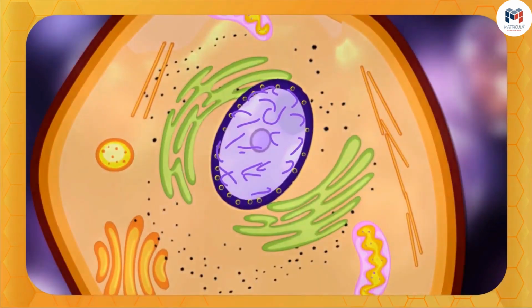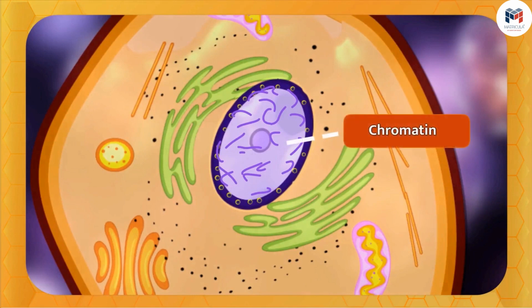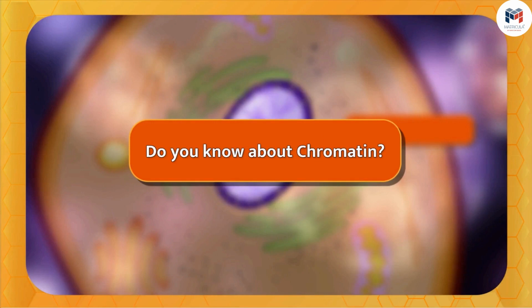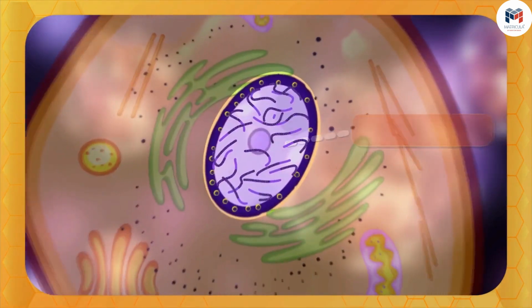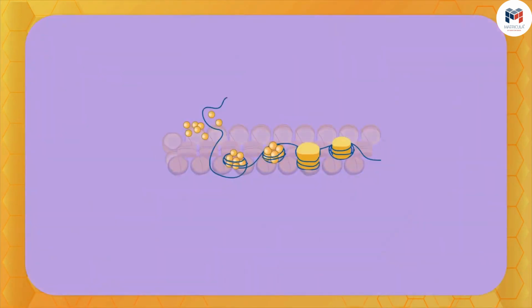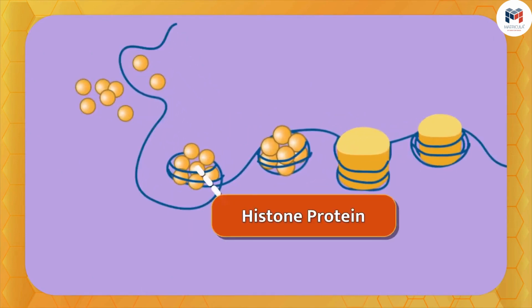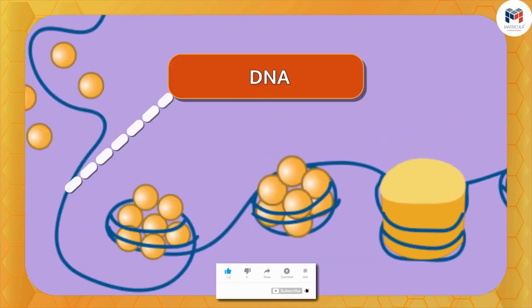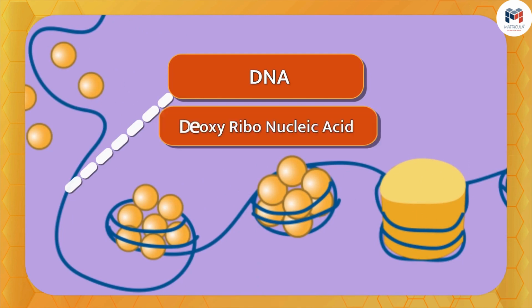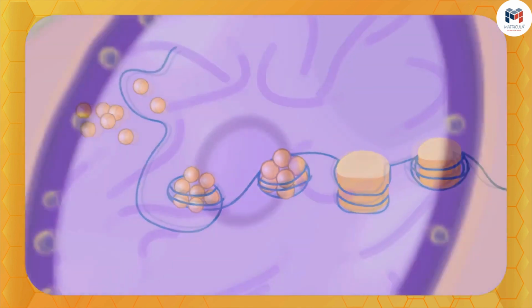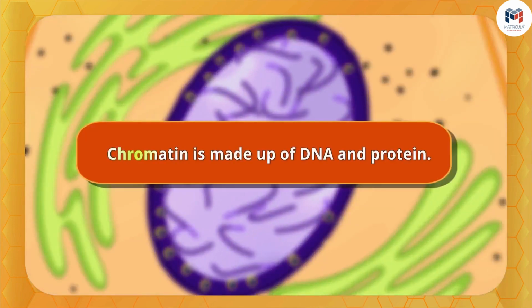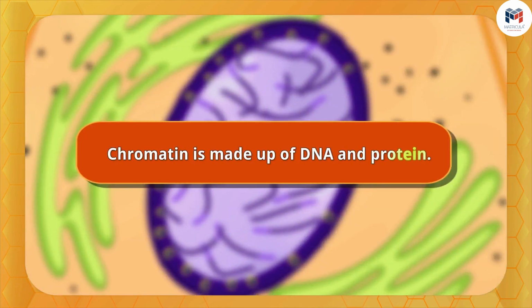Friends, you can see some thread-like structure in the nucleus. These are called chromatin. Do you know about chromatin? If we look closely at this thread-like structure, here it is a coiled chromatin. The dots you see in the middle are a protein called histone protein. And the structure of this thread is called DNA. The full form of DNA is deoxyribonucleic acid. So, it can be said that the chromatin is made up of DNA and protein.